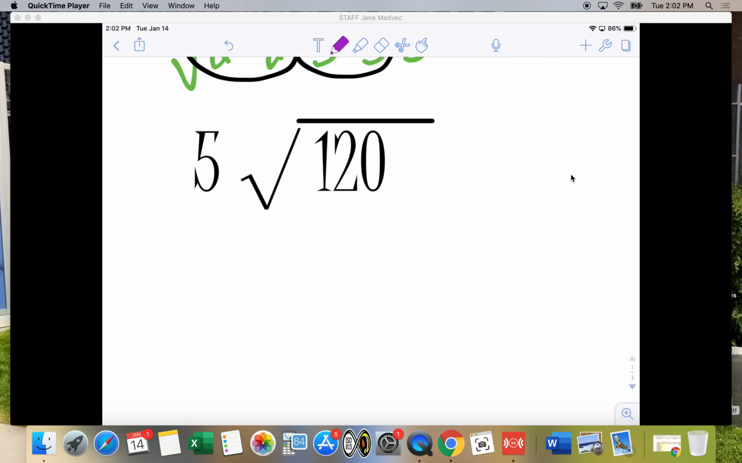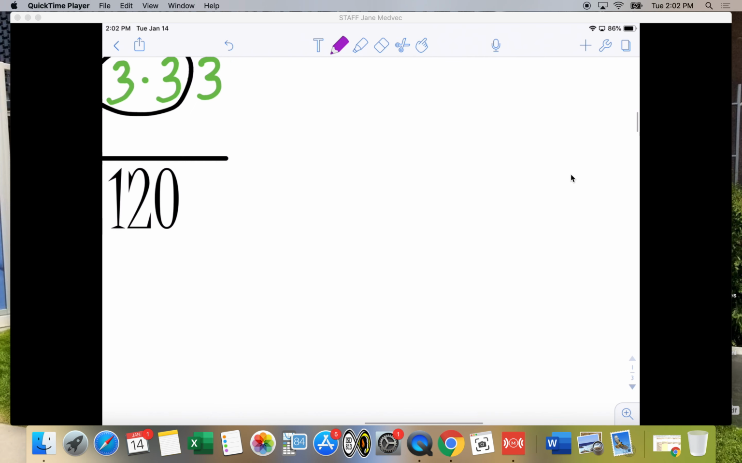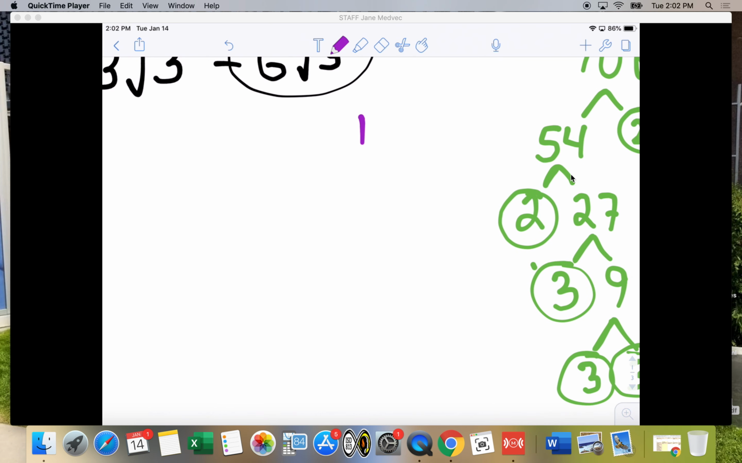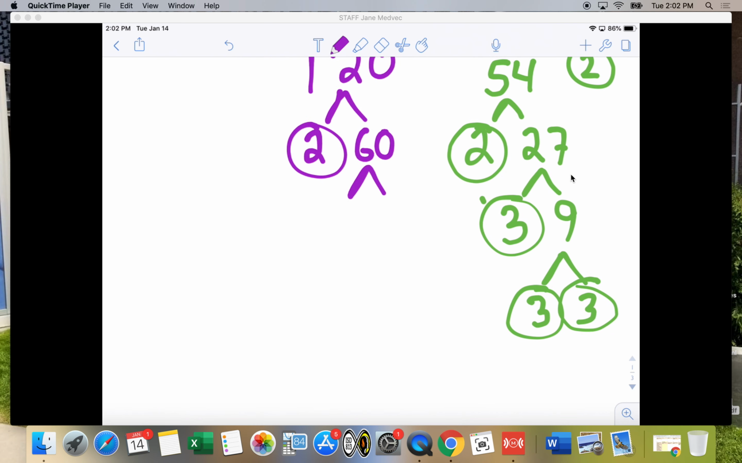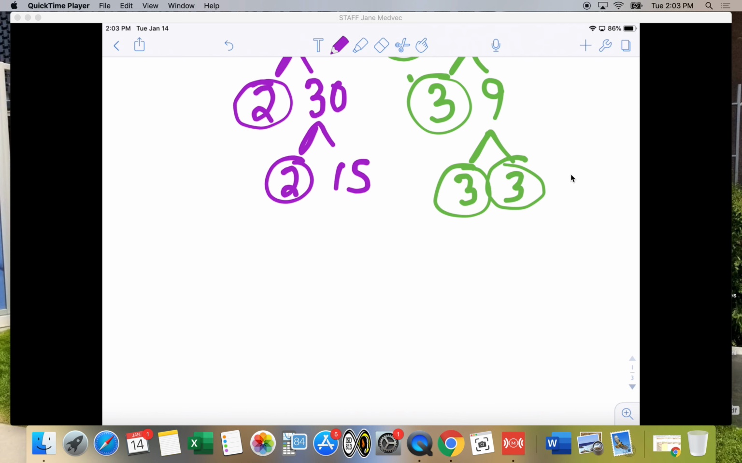This one's a little bit different. You're going to notice that I have a 5 out front. So I'm going to leave it out front, okay? And I'm going to take my 120 and come over here. How do I break down my 120? 2 and 60. Then? 2 and 30. 2 and 30. Then? Sure. And then? 3 and 5?